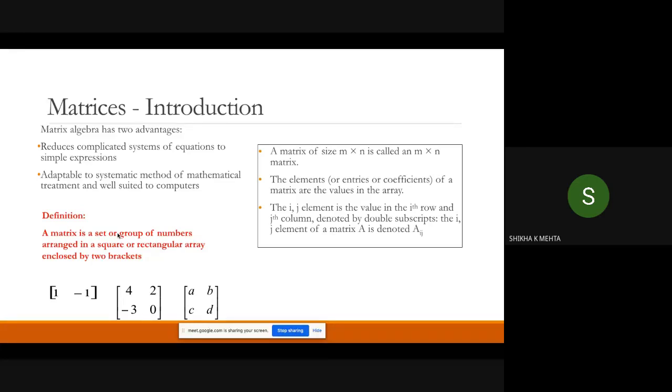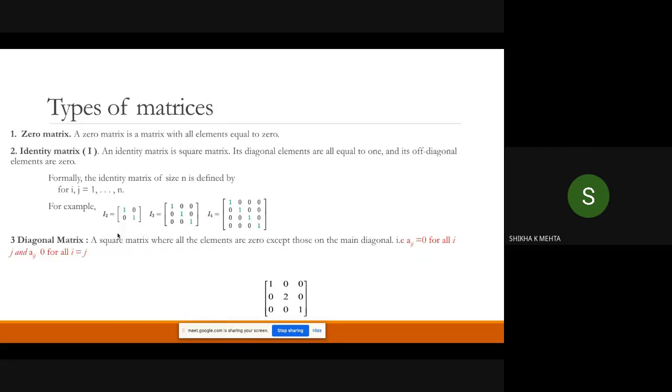Important features are nothing but the important columns which are contributing much towards getting good results. So a matrix of size m by n is called an m by n matrix, and a matrix is a group of numbers arranged in a square or rectangular array enclosed in two brackets. As we represent, all of you know this thing.